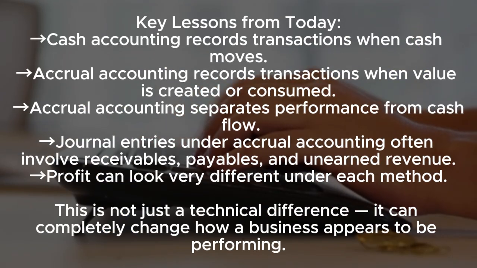Key lessons from today. Cash accounting records transactions when cash moves. Accrual accounting records transactions when value is created or consumed. Accrual accounting separates performance from cash flow. Journal entries under accrual accounting often involve receivables, payables, and unearned revenue. Profit can look very different under each method. This is not just a technical difference, it can completely change how a business appears to be performing.